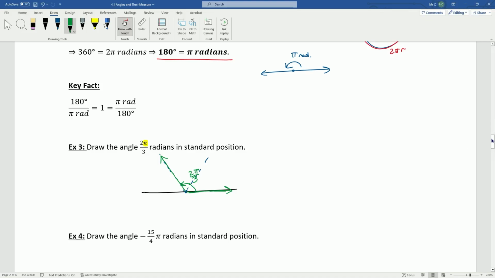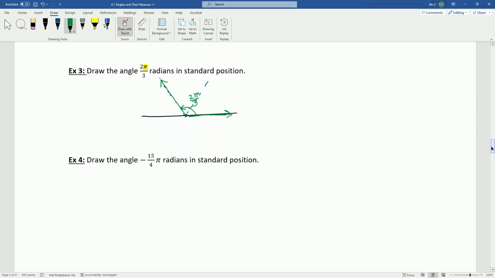Okay, so now let's look at a slightly more complicated question. Draw the angle -15/4 pi radians in standard position. So I'm still thinking of this as -15/4 of pi, but it's a little bit harder here because this number is bigger than 1, right? So I have to do a little conversion here. What I'm going to do is first think of how I can split off a whole number from this -15/4. So the first thing I think is, what's the largest number less than or equal to 15 that's divisible by 4?